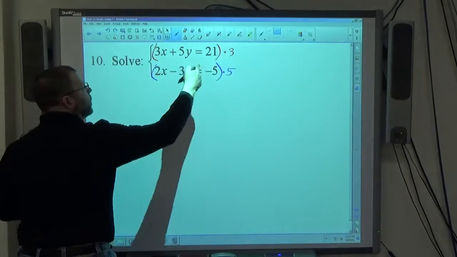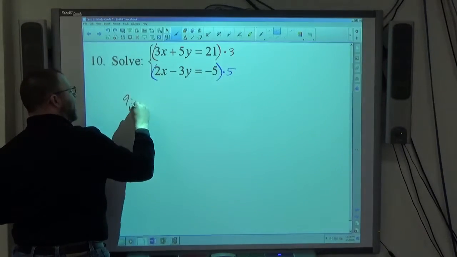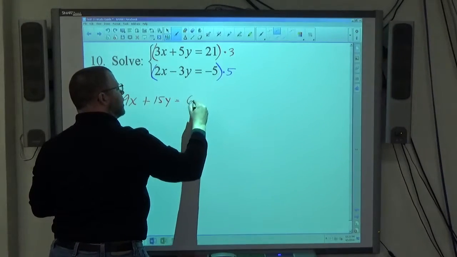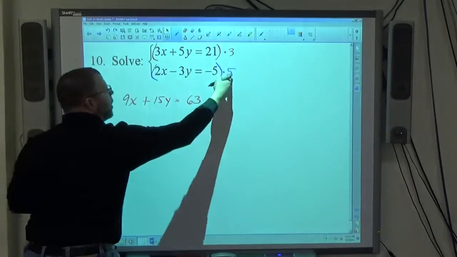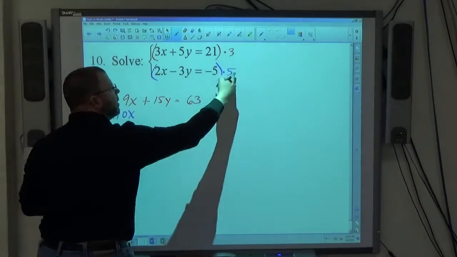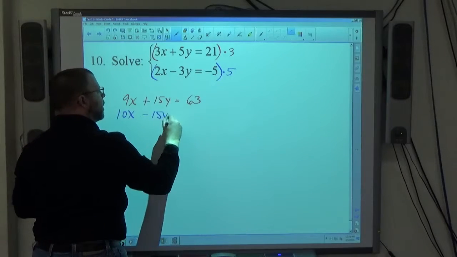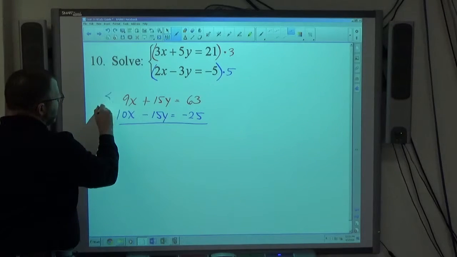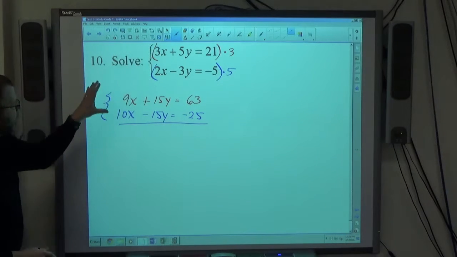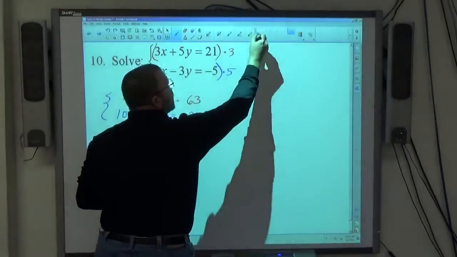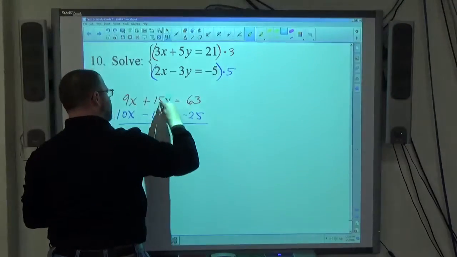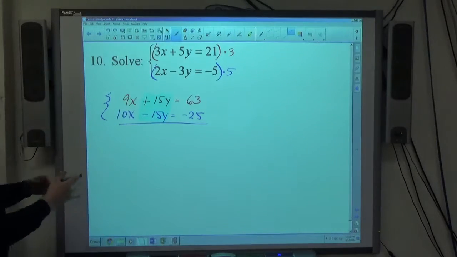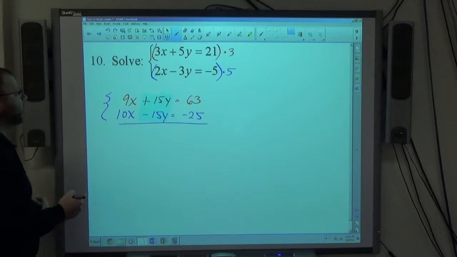So if I go ahead and do the multiplication, top: 3 times 3x is 9x, 3 times 5y is plus 15y, 3 times 21 is 63. The bottom equation: 5 times 2x is positive 10x, 5 times negative 3y is negative 15y, 5 times negative 5 is negative 25. So now, I took the original system of equations and made the new system of equations with the desired effect right here of having opposites. So now if I add the equations together, which is our end result every time we use elimination, we eventually add the equations together.